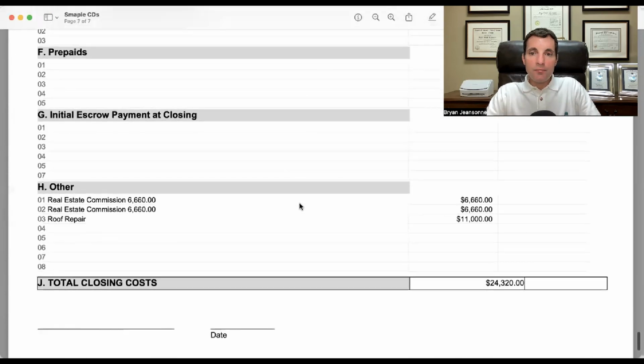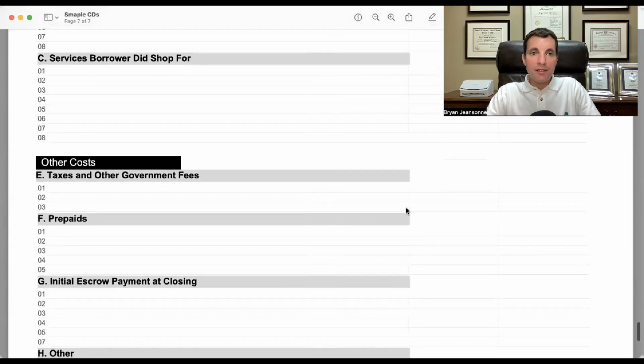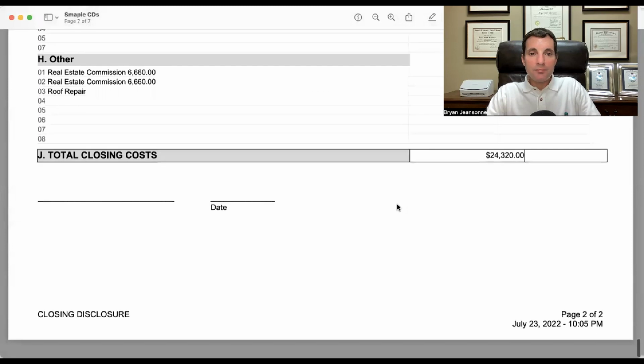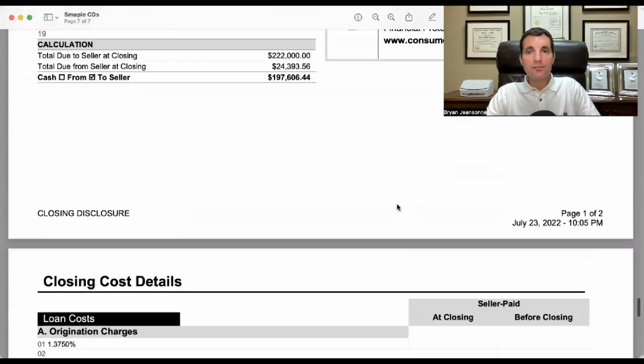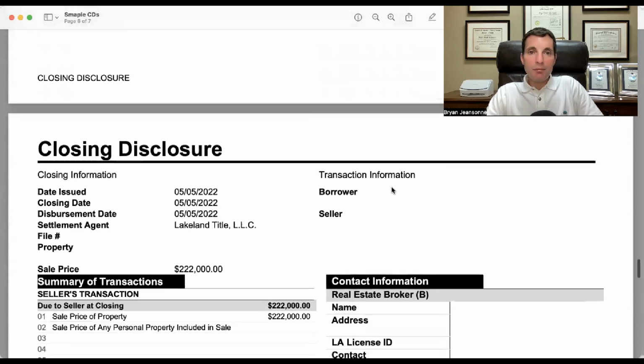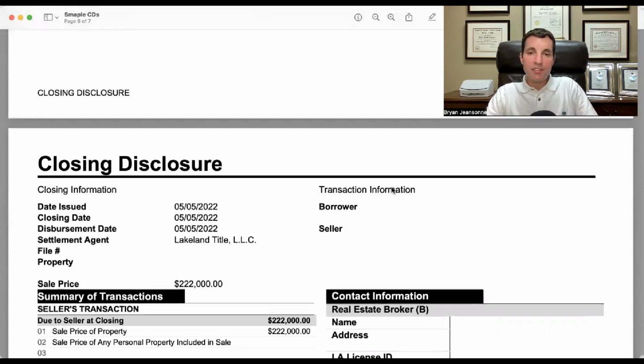So it'll show those real estate commissions that you're paying. And in this transaction, there was a roof repair that was being paid. So that's in there. Anything else that needs to be paid will be on that side for the seller. And that's about it. So not very difficult to understand, but if you've never seen it before, I could see how the form could be sort of intimidating. So I wanted to go through and just kind of explain it.